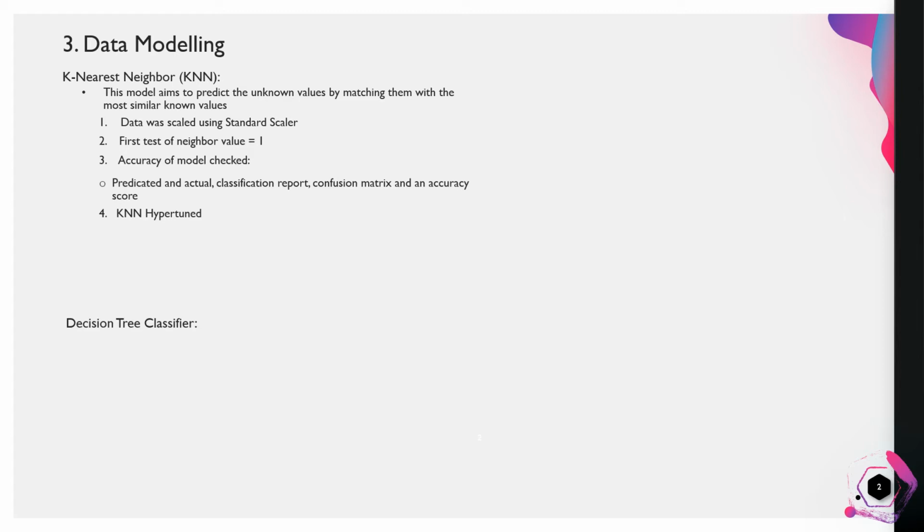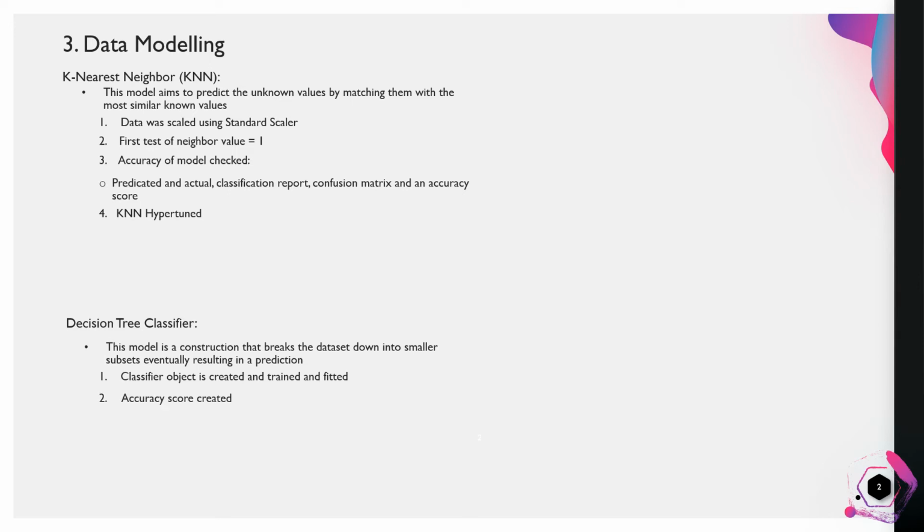Also selected was the decision tree classifier, which is a construction that breaks the dataset down into smaller subsets, eventually resulting in a prediction. The decision tree classifier object is created and trained. An accuracy score is then tested, asking how often is the classifier correct. A visualization of the decision tree classifier is also created.